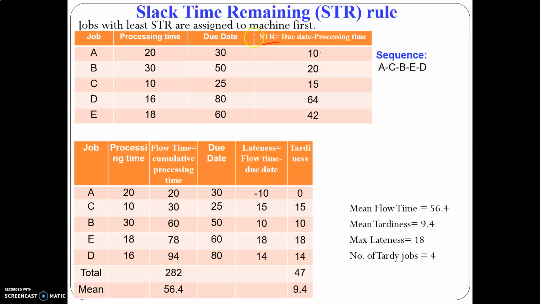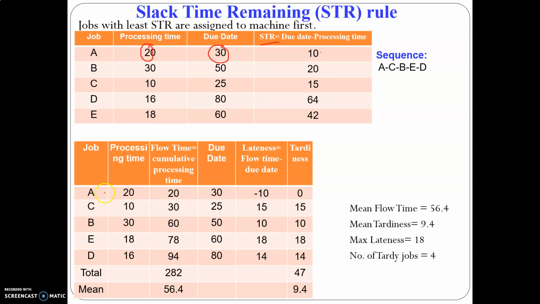What slack is, is how long I can delay the job processing of job A. Okay, so I have to give this job within 30 days. Okay, and it requires nearly 20 days to process job A. So I can delay by 10 days. Okay, that is known as slack. How long I can delay a particular job. I am arranging the jobs in the increasing order of the delay time.